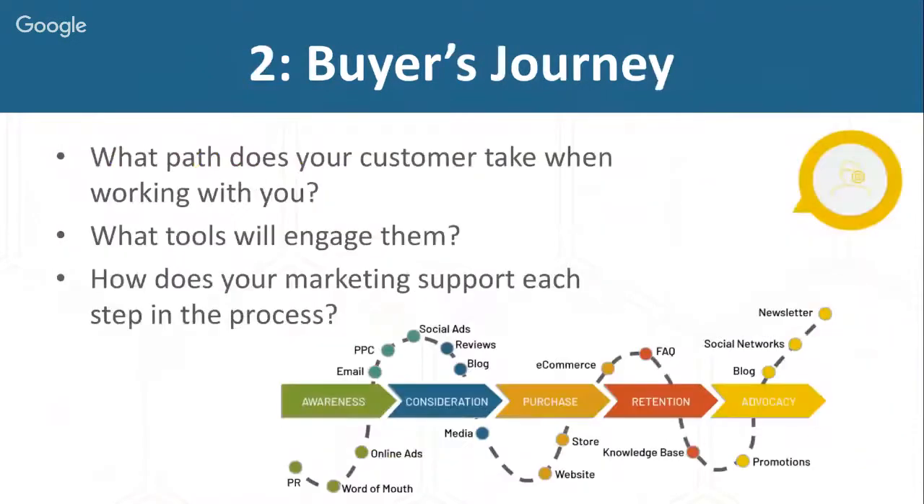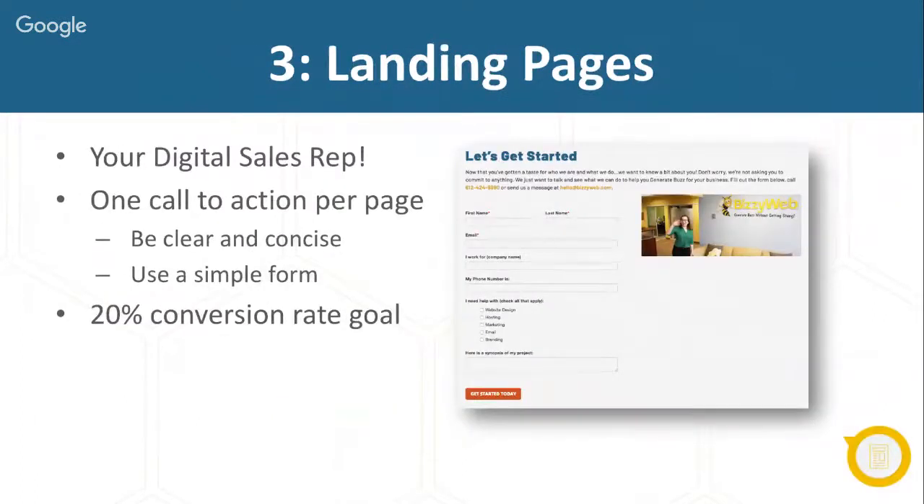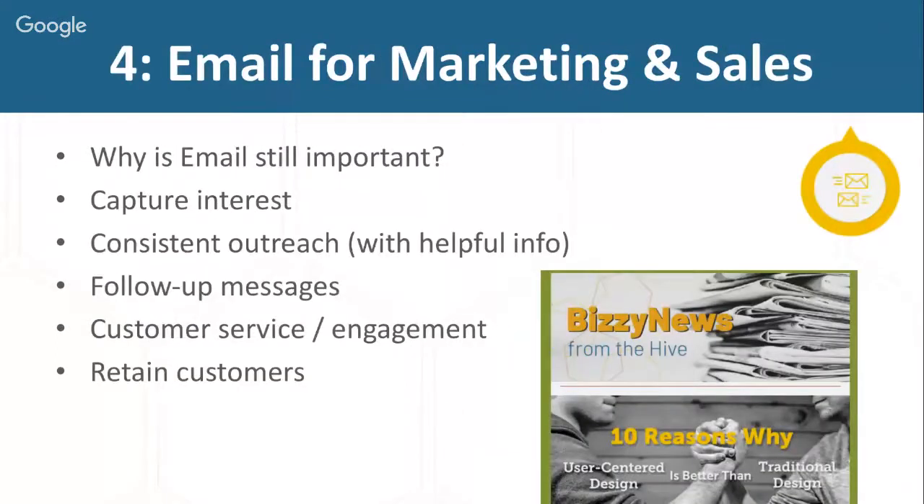Then we talked about the buyer's journey. What is the journey? What is the path that they take when they are working with you? And what tools do you use to engage them? And how does your marketing really support that in each step of the process? Landing pages are your digital sales rep. That gives you one call to action per page, so you clearly know what you're doing and when. And the goal conversion rate for those should be about 20% once people hit there.